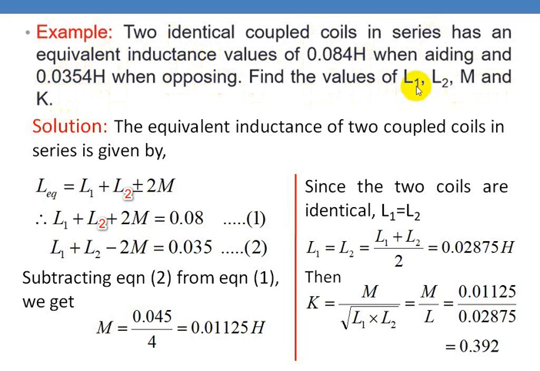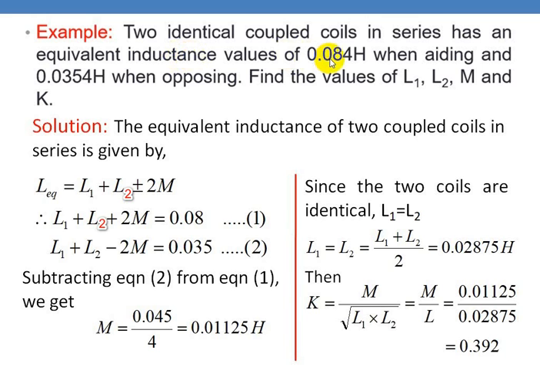So L1 is self-inductance of coil 1, L2 is self-inductance of coil 2, M is mutual inductance, K is coefficient of coupling. I think you have understood this problem. Two coupled coils, they are connected in series. You are asked to find the inductance values of each coil and their mutual inductance and coefficient of coupling.